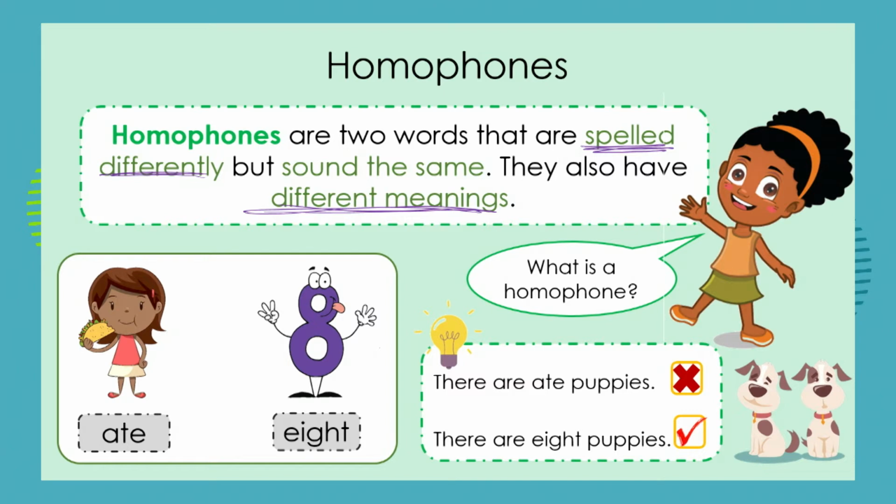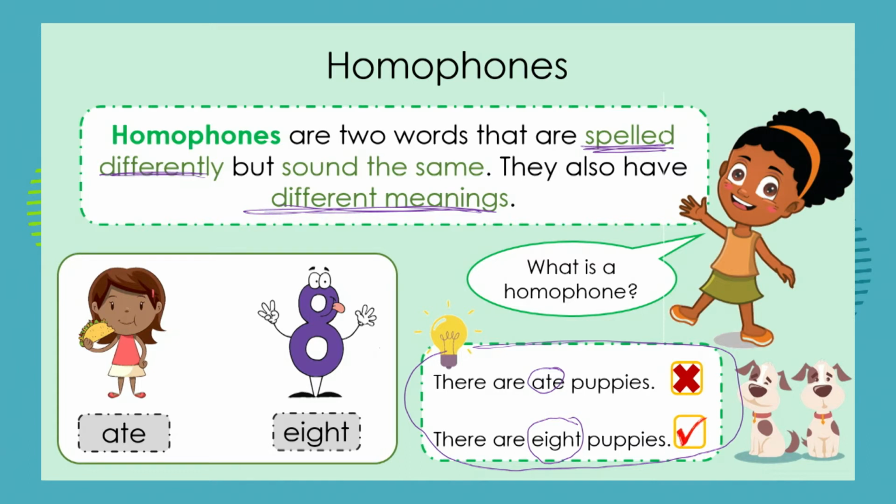So the first one you'll see in front of you is 8, A-T-E, and that is the one where we talk about eating. But then we have 8, E-I-G-H-T, which is 8 as in the number. Now let's have a look here at this example where we used 8 as in the eat one in a sentence, and it just did not make sense because the spelling of the word is not the same and the meaning is not the same as the 8 numbers.